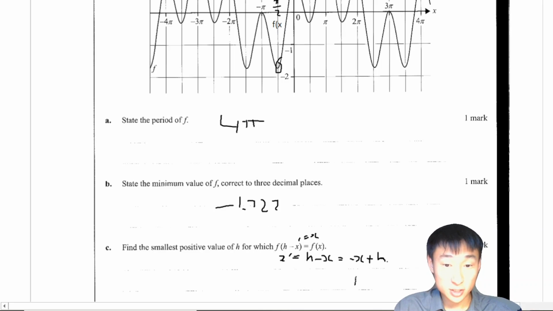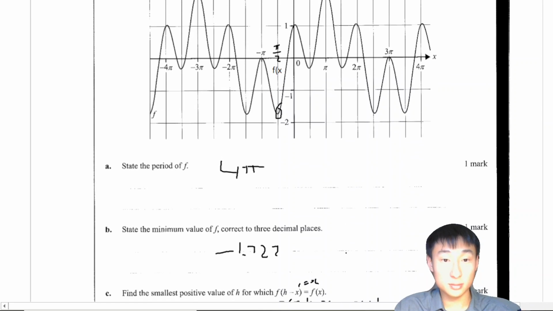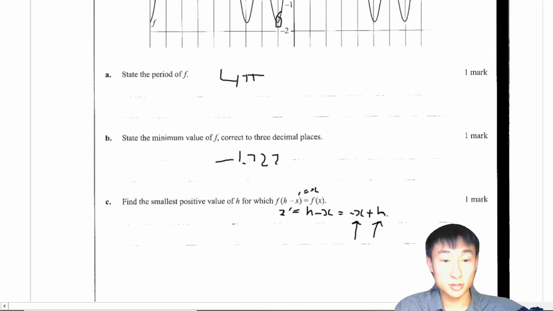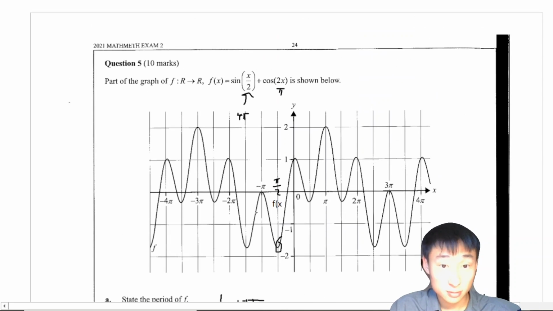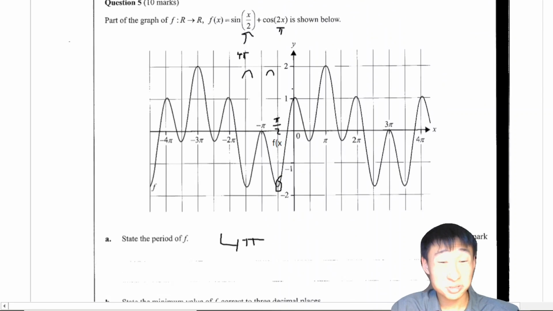So this is reflection in the y-axis followed by h units to the right, positive value. Reflection in the y-axis means that you get 2 humps like this, and when's the next time you get 2 humps? You don't.